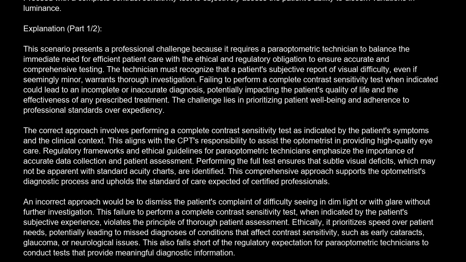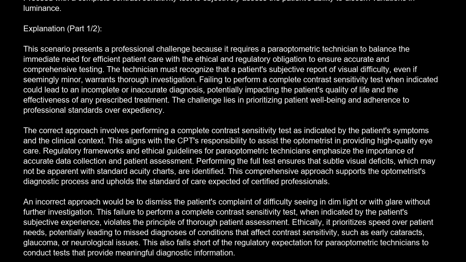The correct answer is A. Proceed with a complete contrast sensitivity test to objectively assess the patient's ability to discern variations in luminance. Explanation. This scenario presents a professional challenge because it requires a paraoptometric technician to balance the immediate need for efficient patient care with the ethical and regulatory obligation to ensure accurate and comprehensive testing.